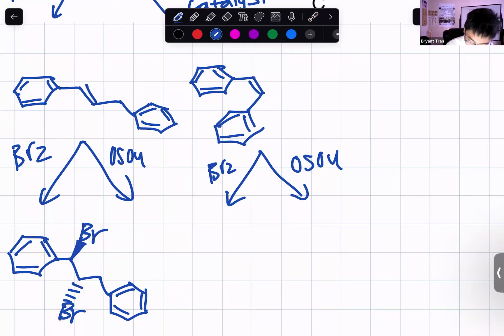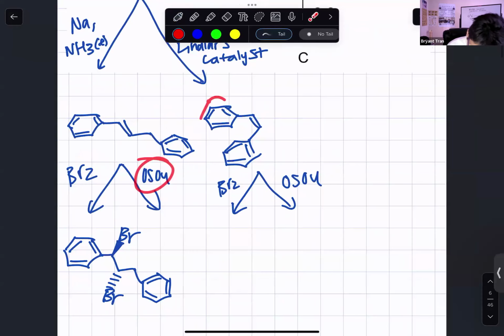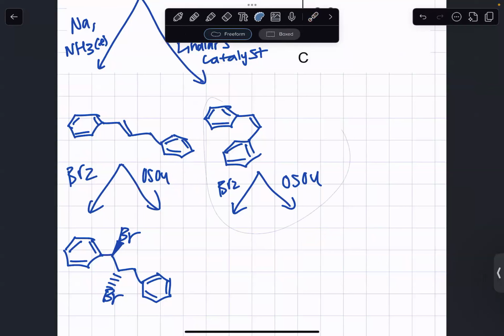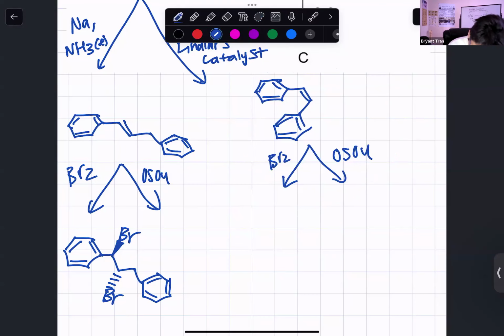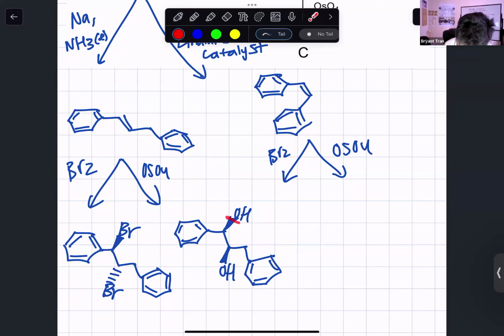Okay. What about if we used OsO4 instead? They'd either both be wedged or dashed. Right. Wedge or dashed alcohol. That's correct. You got it. OH, OH, like that. And this could have been dash as well, but I'm just going to draw wedge right here.